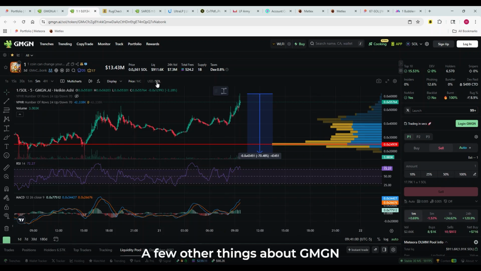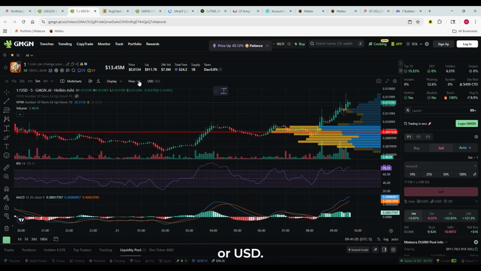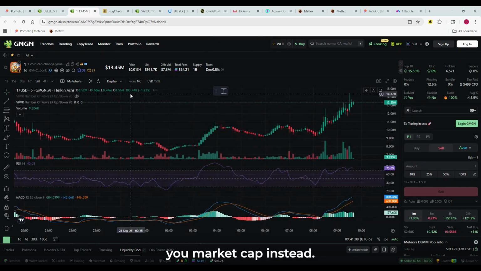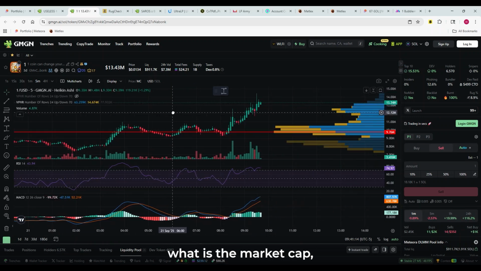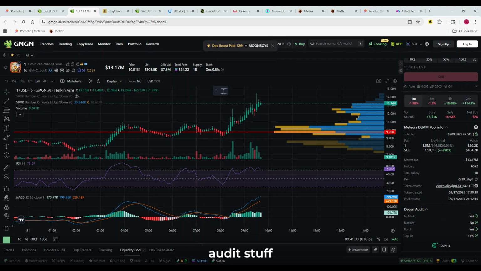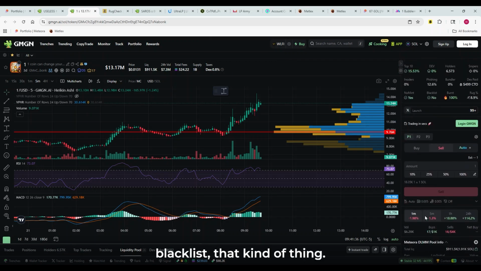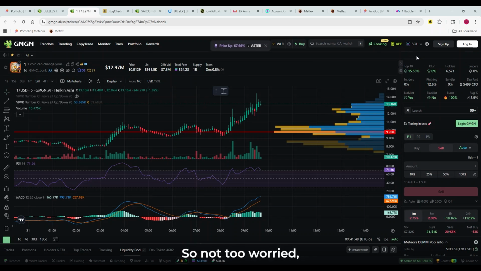A few other things about GMGN, you can choose the price in SOL or USD. You can also have it show you market cap instead. There's a lot of people that like to look at just the market cap. And even here on GMGN, it's going to tell you this particular one is 13 million market cap. To me, that's a well-established token. It's doing fine. You've got some degen audit stuff like mint, blacklist, that kind of thing. And up here at the top, you'll see the amount that the top 10 holders hold of this particular token is 15%. So not too worried.